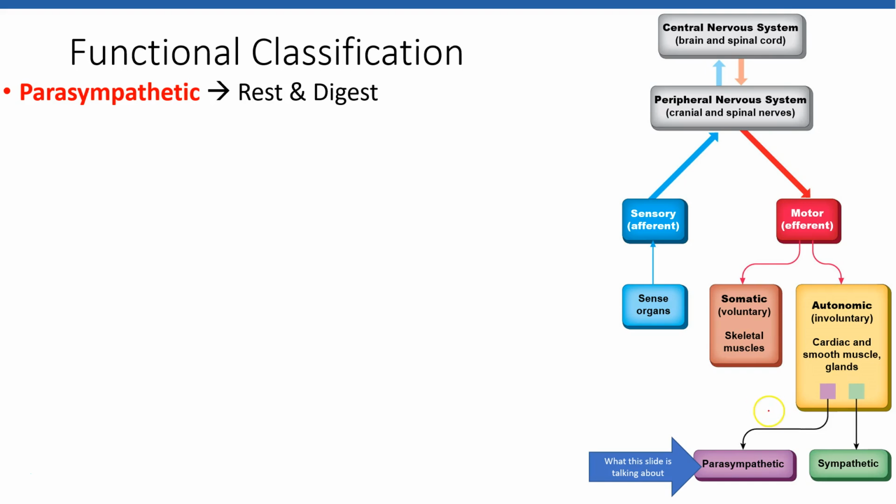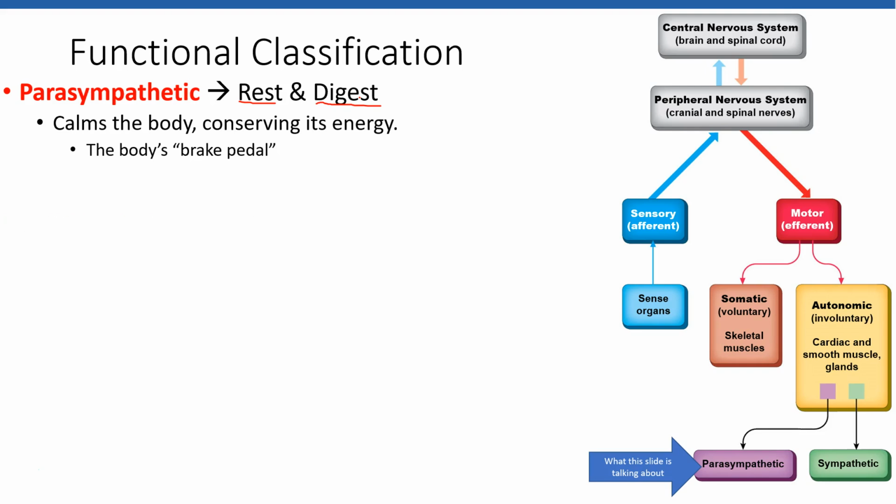The parasympathetic nervous system. I want you to think of this as rest and digest. This is your body's brake pedal. What the parasympathetic nervous system does is it tells your body, hey, we're safe, we're relaxed. Calm down, conserve energy. Start to digest that last meal. So when the parasympathetic nervous system is stimulated, your smooth muscles start to be stimulated. They start to digest the last meal that you had. You're calm. You're not in danger.